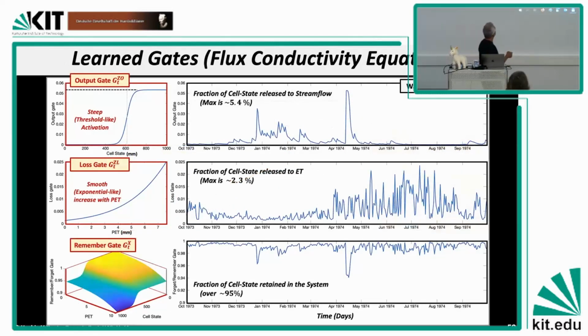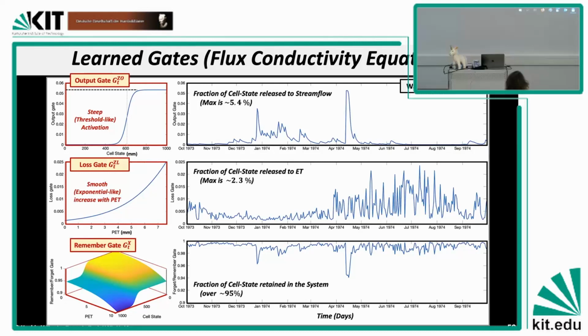What do those gates look like? So here's the output gate. Here's the cell state going from 0 to 1 meter of water, right? This is the soil moisture zone. And you can see at about 60 centimeters, it's suddenly doing a very strong threshold response. So below about half a meter, it doesn't want to generate any streamflow runoff. And above about 70 centimeters, then it's sort of generating at a constant rate above that, okay? So it's got the steep threshold-like activation.